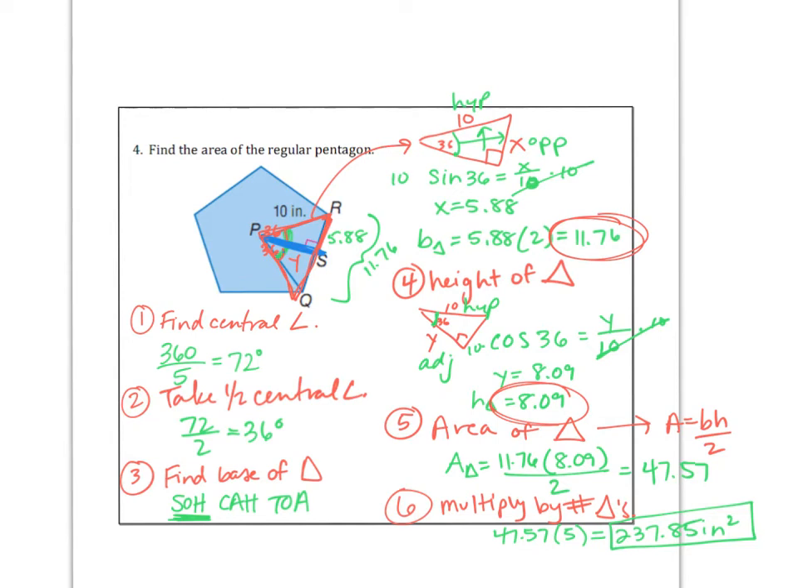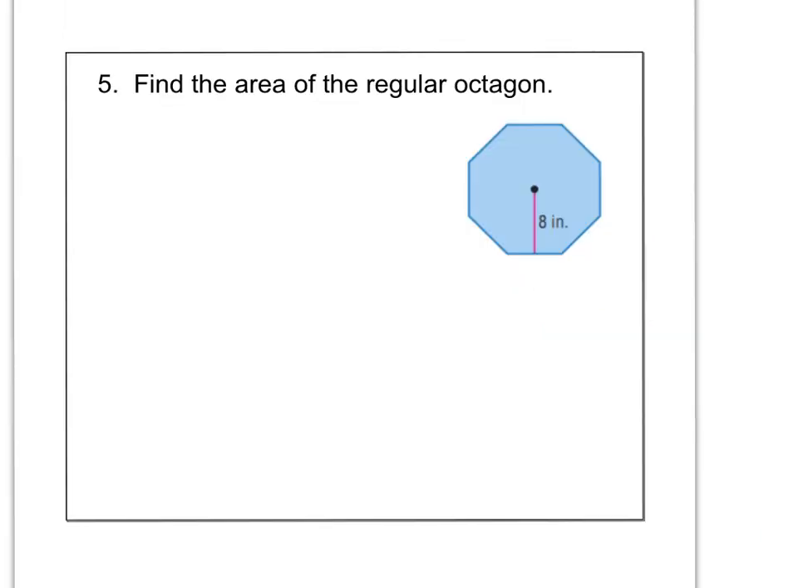Hey, that was fun, huh? Check that out. Okay, let's try the next one. Number 5. Find the area of a regular octagon. An octagon has 8 sides. So we're going to go through the 6-step process here. Step number 1 is you find a central angle.